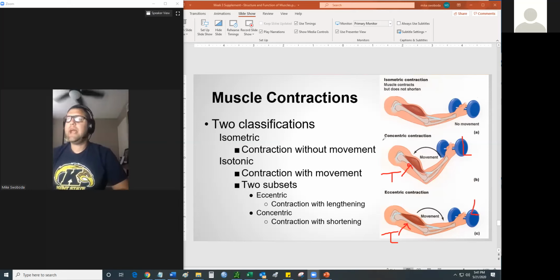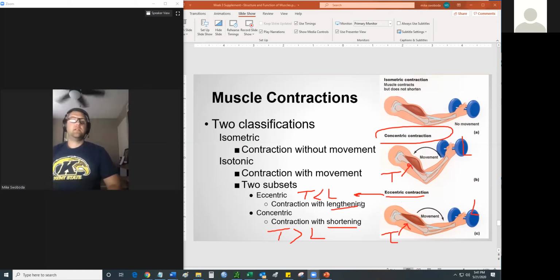So when I have a concentric contraction, it means that the tension I have is greater than the load force, and I get muscle shortening. When I have an eccentric contraction, it means that the tension my muscle produces is less than the load I'm lifting, and my muscle lengthens.